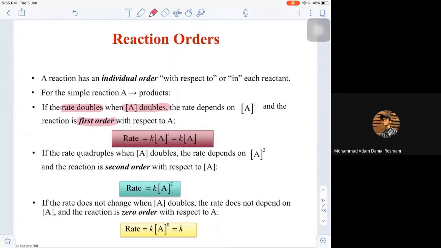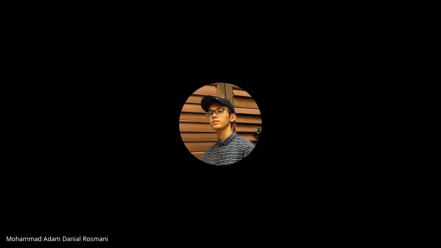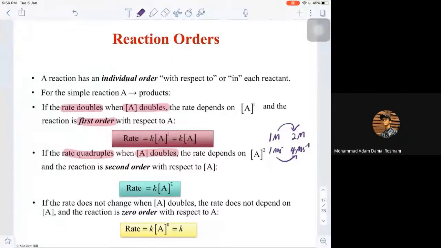But if we double the concentration of A, and then the rate becomes quadruple. For example, if initially 1 molar, we double it to 2 molar, and the rate goes from 1 molar per second to 4 molar per second. It means that we double the concentration and the rate becomes quadruple, increases 4 times. Then we know that the order for A is second order. This is the effect if we have a second order reaction. We double the concentration, the rate becomes quadruple.